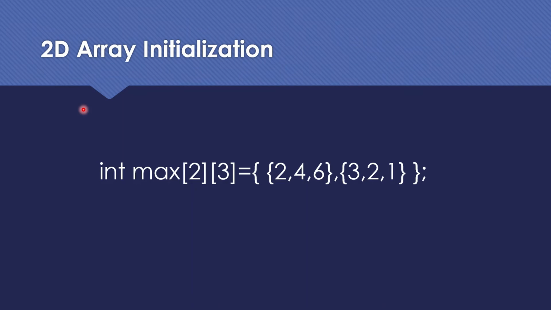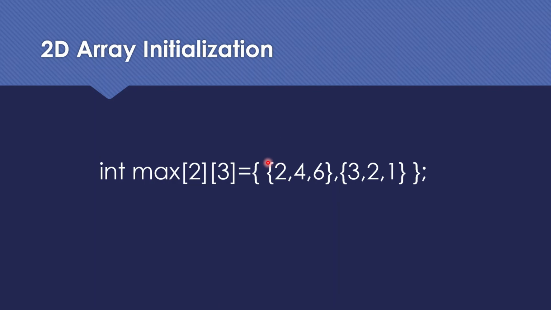Here we are going to see how to initialize 2D arrays. As with 1D arrays, we can do both initialization and declaration at the same time. First we state the data type of our array, then the array name, then within the first square bracket we mention the number of rows, and within the second square bracket we mention the number of columns, and we assign the data in a format like this.